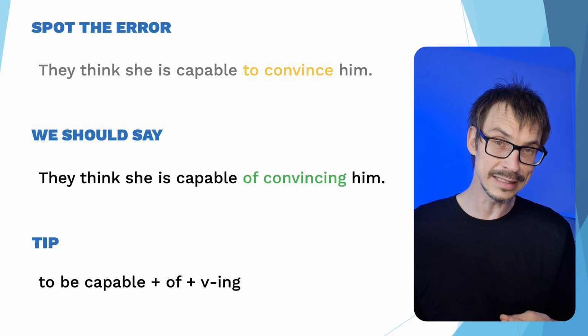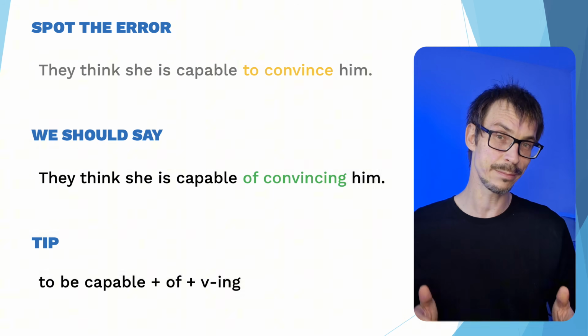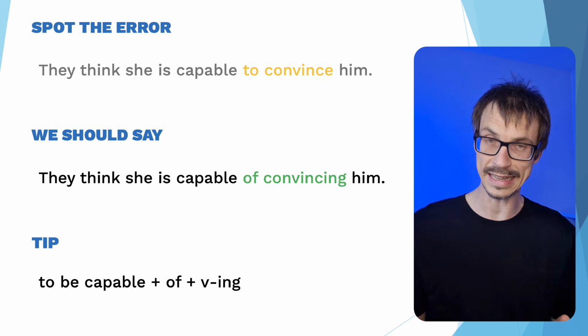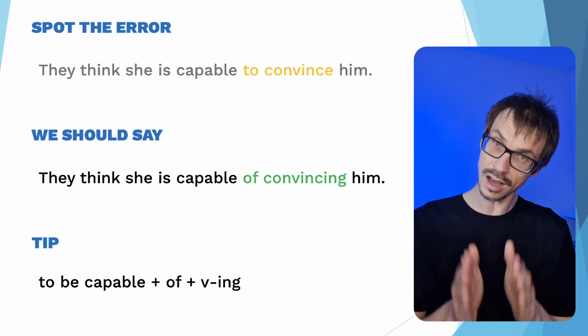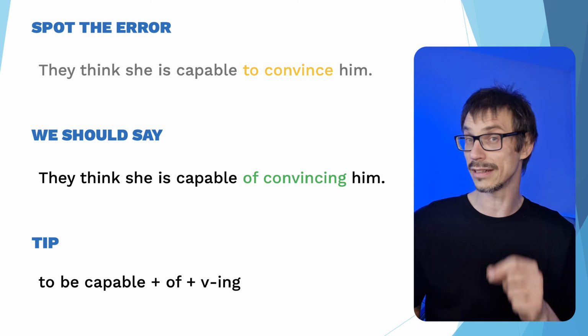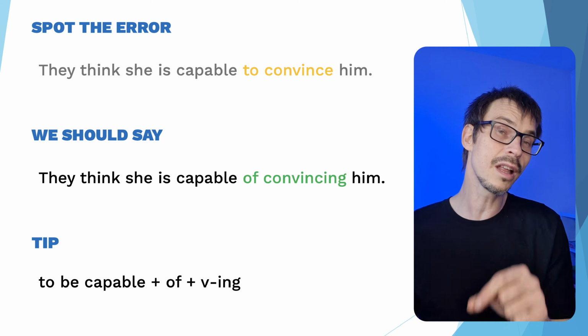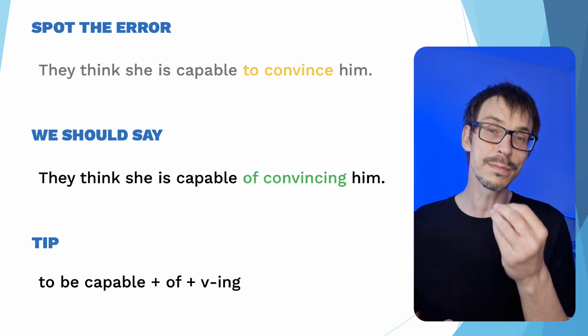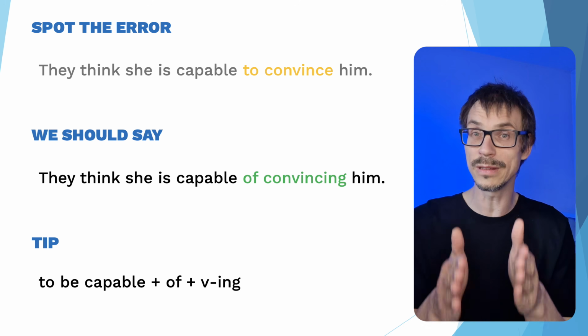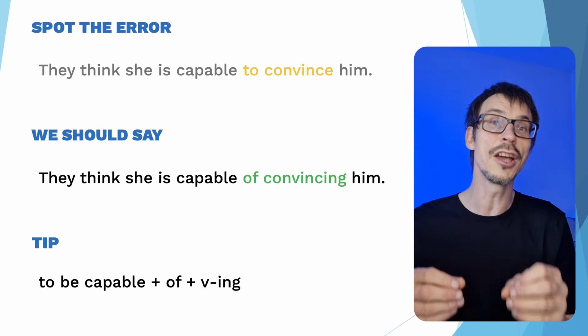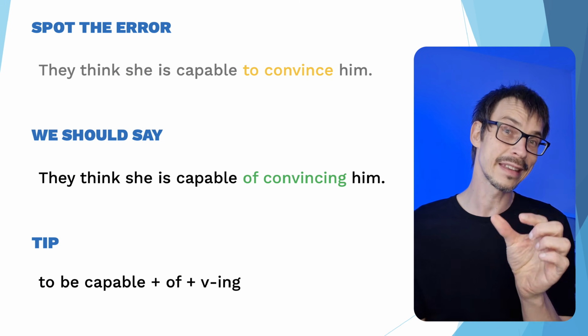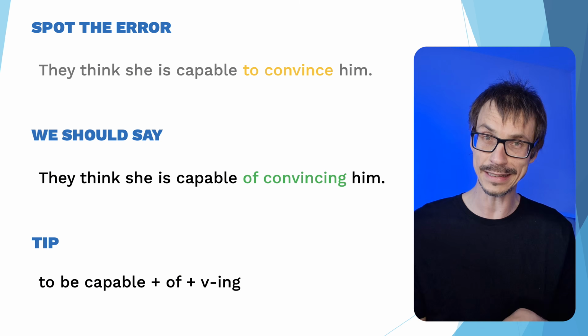So another little tip here, and something worth remembering if you don't want to make mistakes when using capable, is use capable with of and then a gerund. And it's a gerund because it's capable of something. We're capable of something, so we need to put the ing if we want to replace this word, this something, with a verb. Capable of doing something.